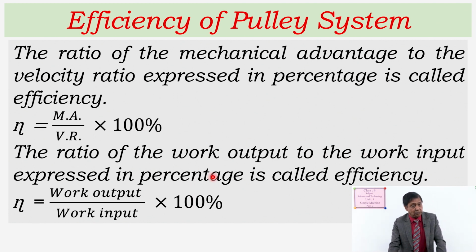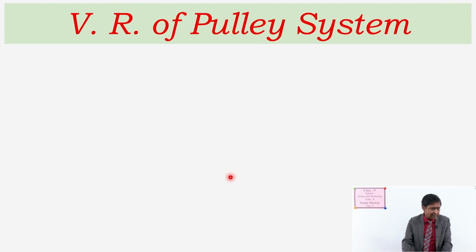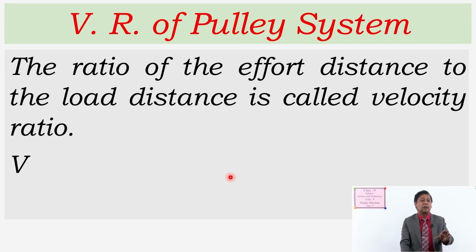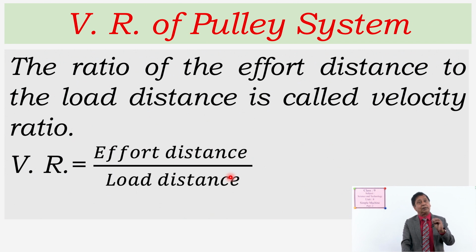And its formula is eta equal to work output upon work input into 100%. This part was taught in previous class, that's why I don't want to explain a lot. But there is a twist in velocity ratio of pulley system. Velocity ratio, normally we say that the ratio of effort distance to the load distance is called velocity ratio.